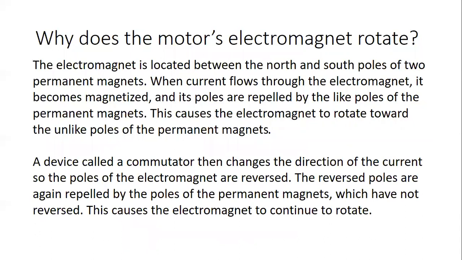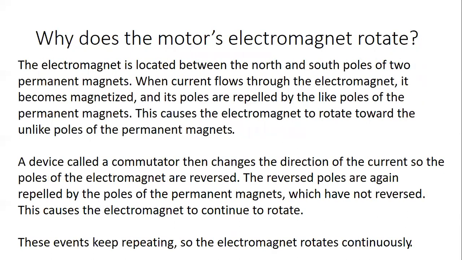A device called a commutator then changes the direction of the current so the poles of the electromagnet are reversed. The reversed poles are again repelled by the poles of the permanent magnets, which have not reversed. This causes the electromagnet to continue to rotate. And these events keep repeating, so the electromagnet rotates continuously.